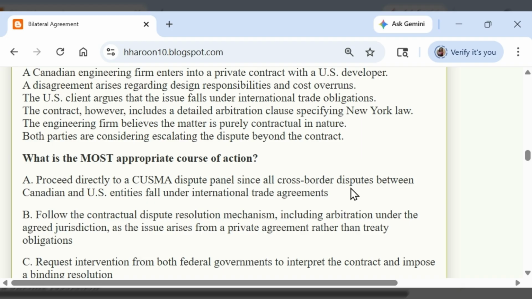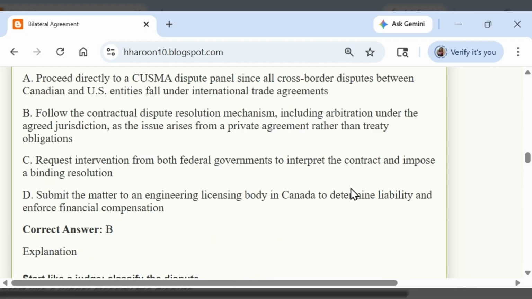A. Proceed directly to a CUSMA dispute panel since all cross-border disputes between Canadian and US entities fall under international trade agreements. B. Follow the contractual dispute resolution mechanism, including arbitration under the agreed jurisdiction, as the issue arises from a private agreement rather than treaty obligations. C. Request intervention from both federal governments to interpret the contract and impose a binding resolution. D. Submit the matter to an engineering licensing body in Canada to determine liability and enforce financial compensation.